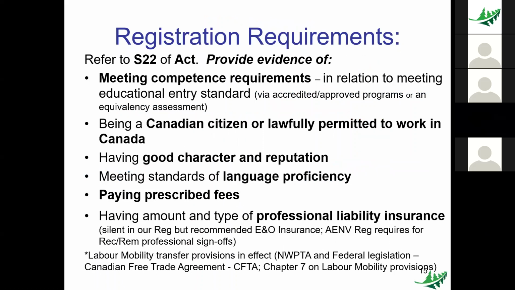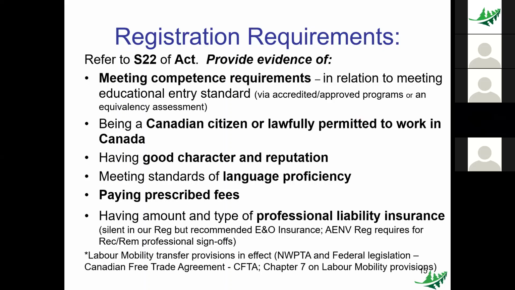Now, you will see something on the exam about registration, and people always kind of misinterpret this as the entry and practice standards. But when you apply to the colleges, I just wanted to stress registration requirements of what we're looking for. Obviously we're looking at the educational entry standard, but there's some other things that we're looking for.